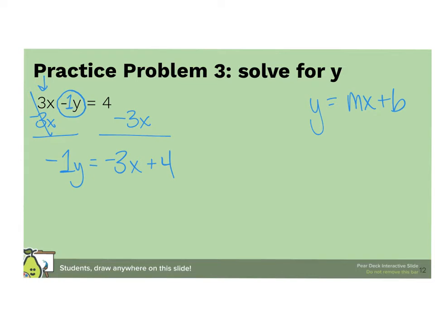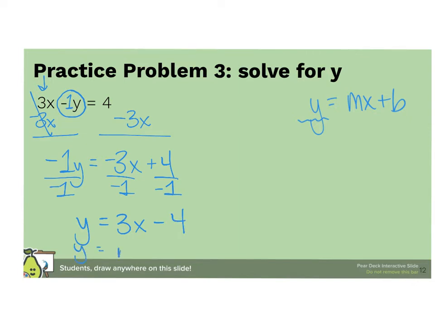Now, this is a y, right? It's not a negative y. So to get rid of the negative 1, just divide everything by negative 1. And that just means all your signs are going to change. So instead of this being a negative y, it's now a positive y. Negative divided by negative is positive 3x. Positive divided by negative is negative 4.